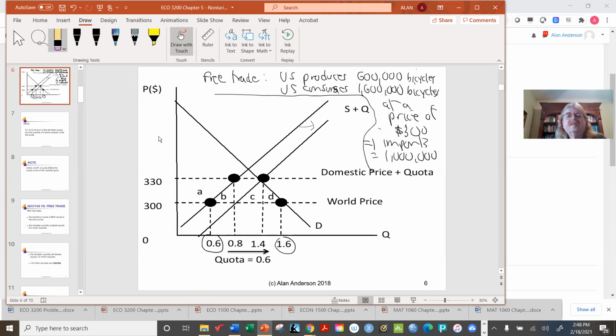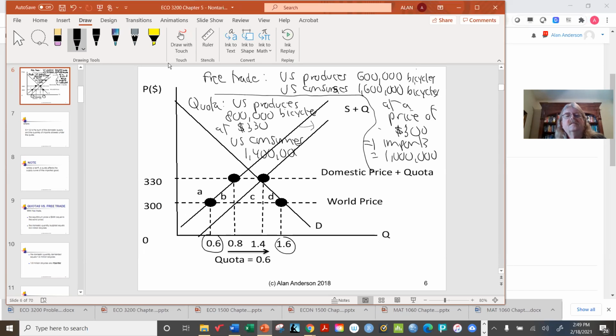And at that higher price, though, domestic output will go up. The US now produces 800,000 bicycles at $330. Now, at that price, Americans want to buy 1.4 million bicycles. So the US consumes 1.4 million bicycles. And again, the only way that can happen is if the difference, the 600,000, are imported.